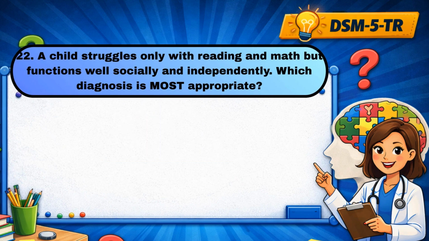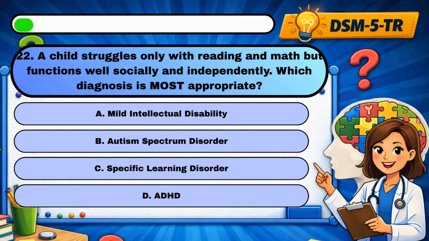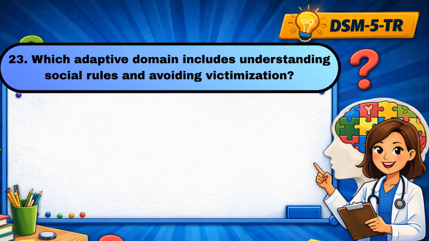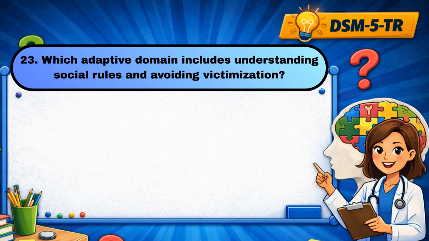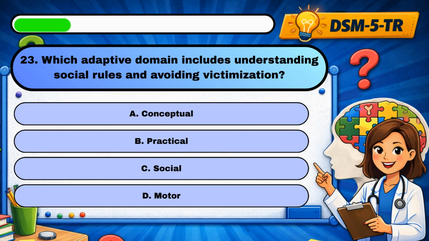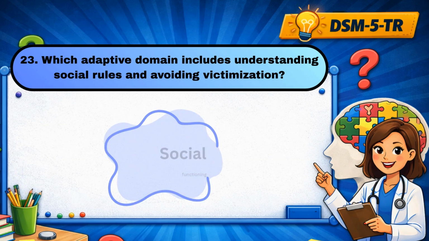A child struggles only with reading and math but functions well socially and independently. Which diagnosis is most appropriate? C. Specific learning disorder. Which adaptive domain includes understanding social rules and avoiding victimization? C. Social.